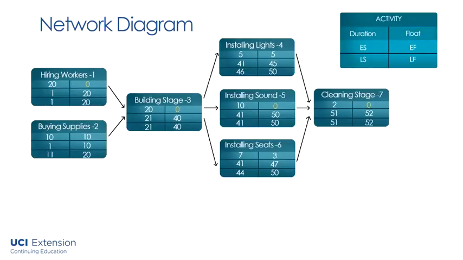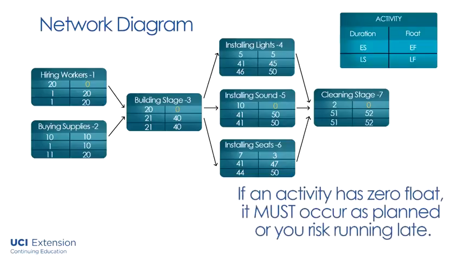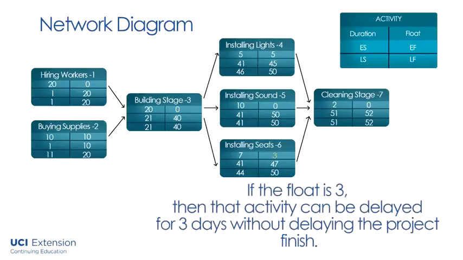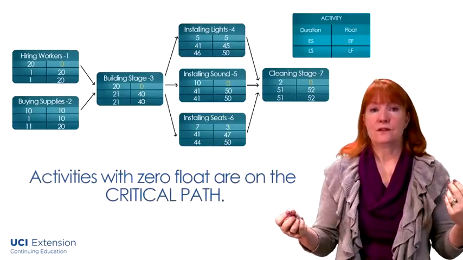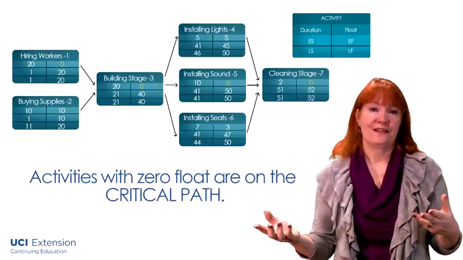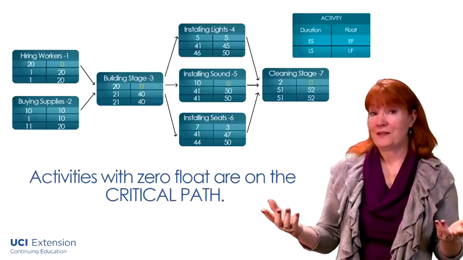You will notice that some of your activities have 0 float. That means these activities have to occur as planned or you risk running late. If an activity has a value of, let's say, 3, and let's say we're using days, then that means that activity can be delayed for 3 days without delaying the project finish. The activities which have 0 float are on the critical path. Remember, we've been using the critical path method.